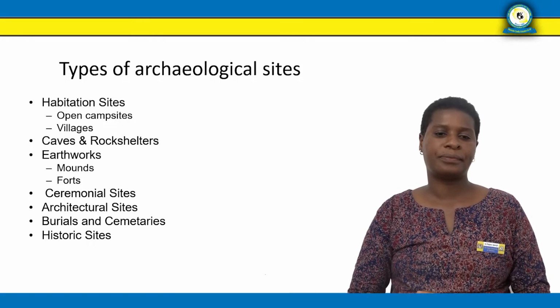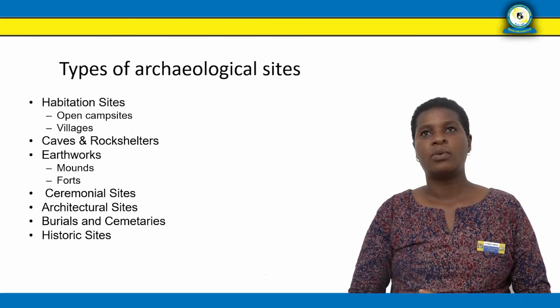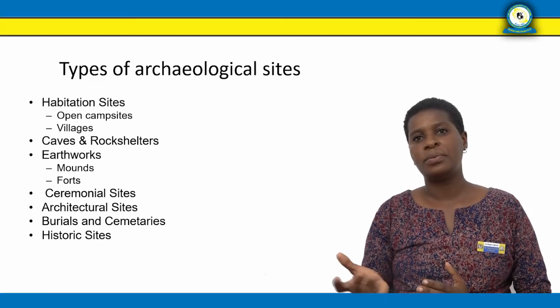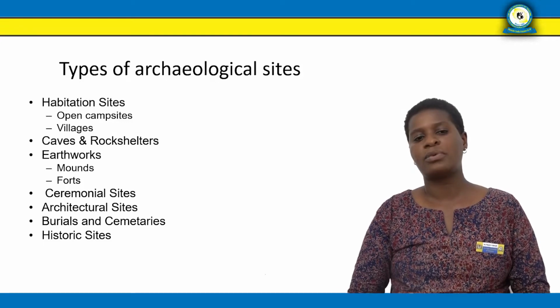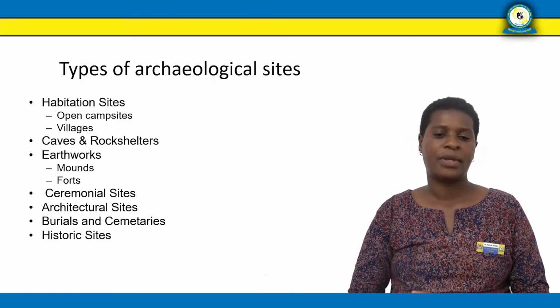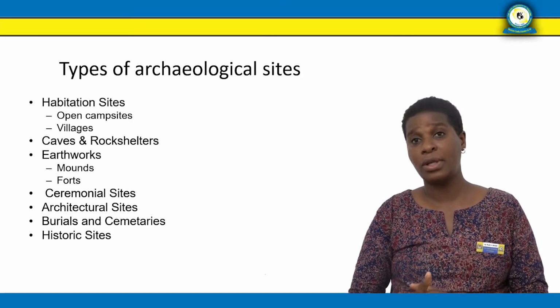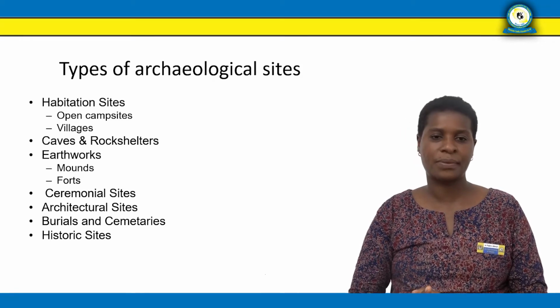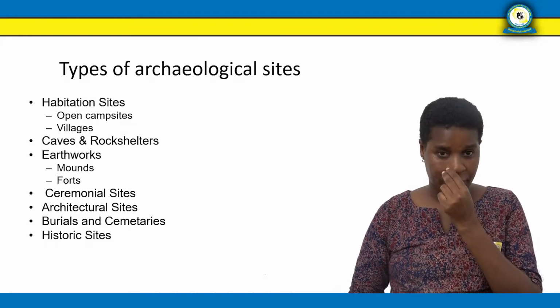Also, we have the burials and cemeteries. A good example is the Egyptian tombs, the pyramids. These are examples of burial cemeteries. And lastly, we have the historic sites, like the one we have at Bagamoyo, the Kaole ruins. These are the historical sites. So these are examples of the types of archaeological sites.